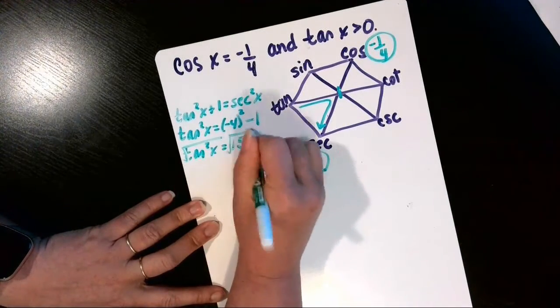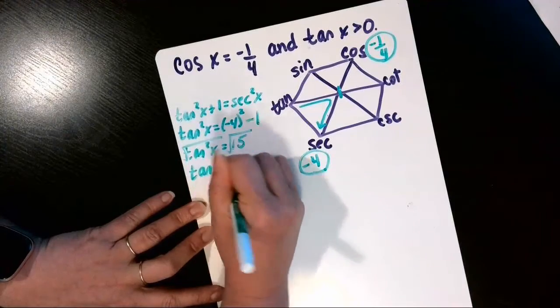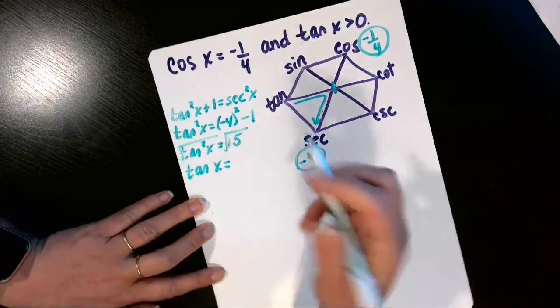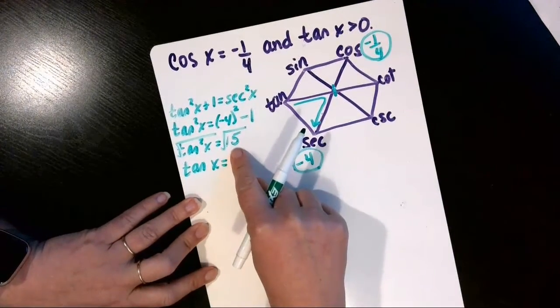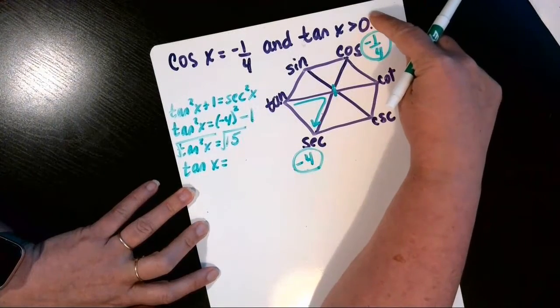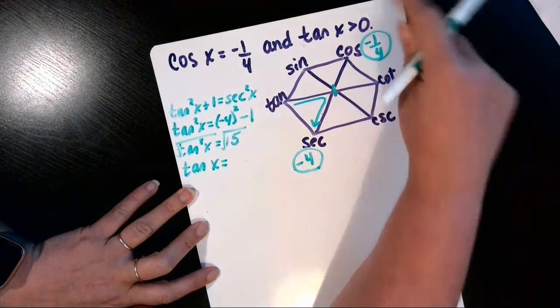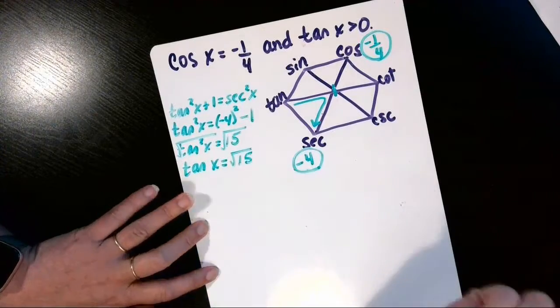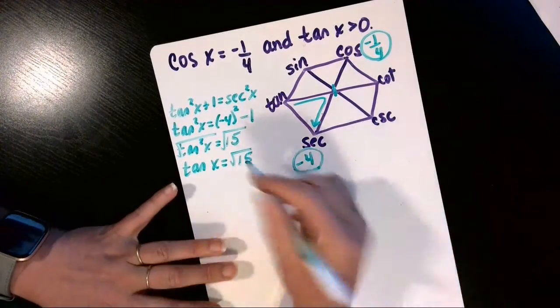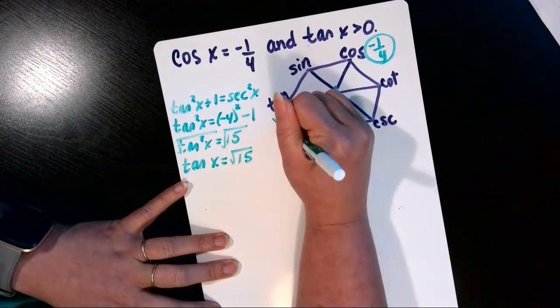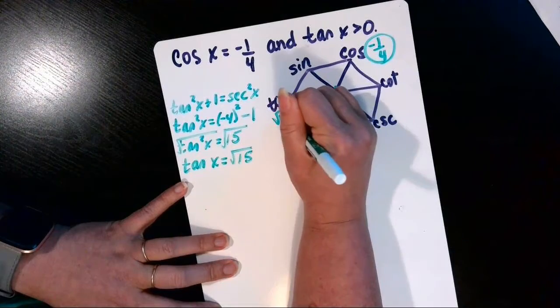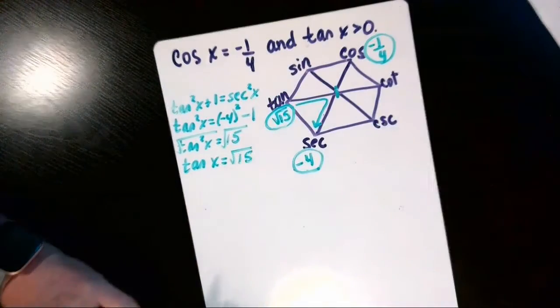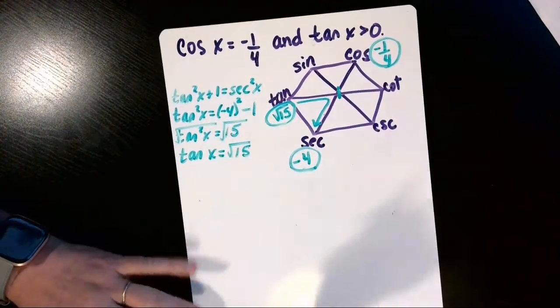We can square root both sides, and the tangent of x would be plus or minus square root of 15. But I know from up here that the tangent of x is positive, so I'm going to discard the negative option and just keep the positive square root of 15, which doesn't need to be reduced because 15 is just 5 times 3. Okay, so now I've got the tangent.